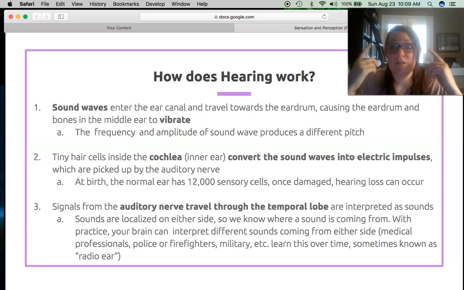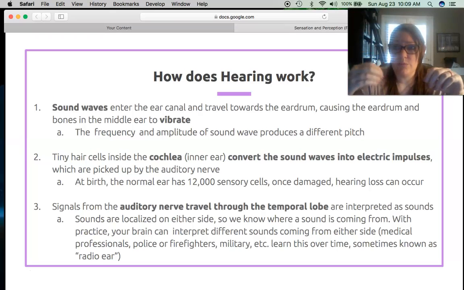Now, since we have two temporal lobes, one on either side, and we have two ears, one on either side, we can localize sounds and figure out where sounds are coming from. If you have a profession where you have to be talking to someone and listening to a radio or a PA system or an intercom system, you can train your brain to interpret that information differently. Medical professionals, police, firefighters, military can learn to do this over time.